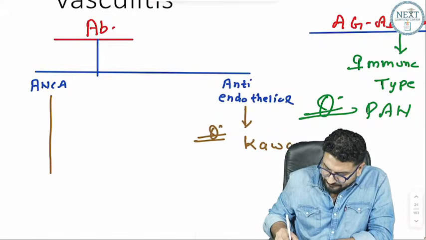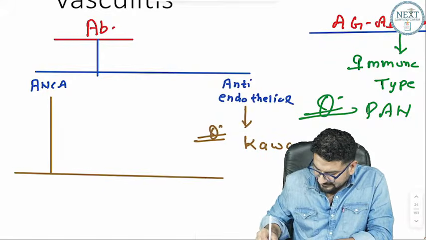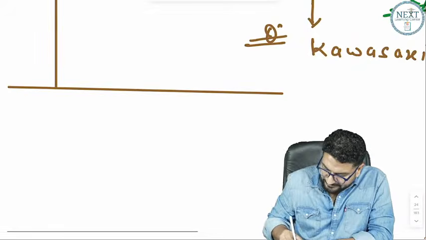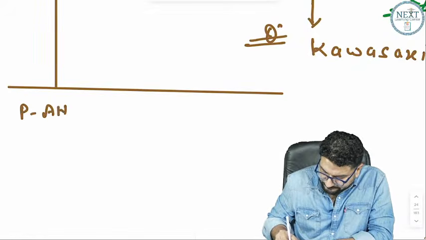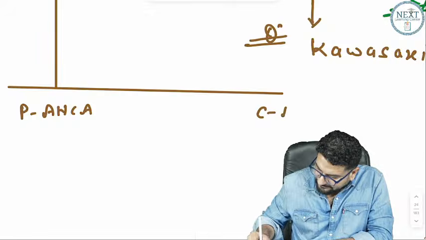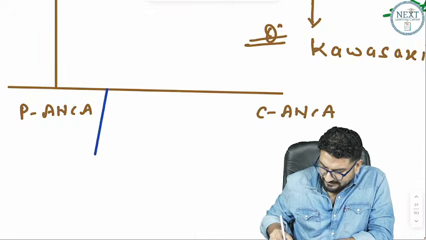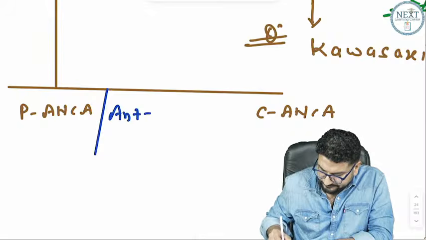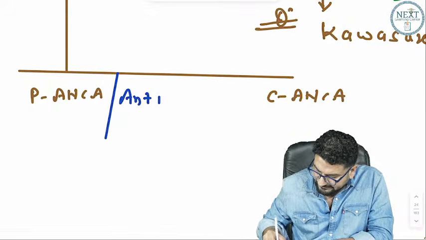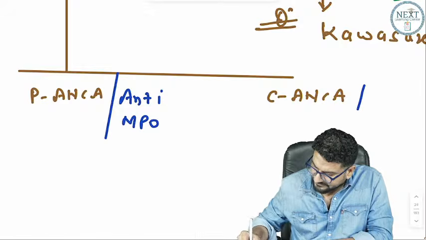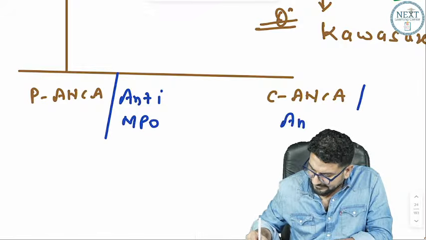And ANCA, when you see this ANCA, we can further classify into two categories. So we can have PANCA or we can have CANCA. Nowadays they don't ask PANCA, CANCA, they are asking you a different name. So PANCA is also called anti-MPO, anti-myeloperoxidase, and CANCA is also called anti-PR3.